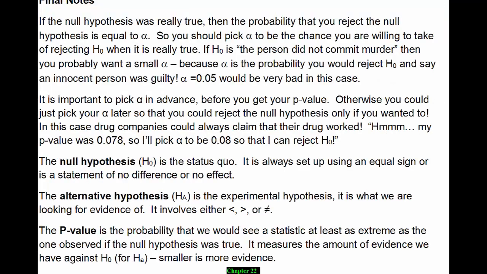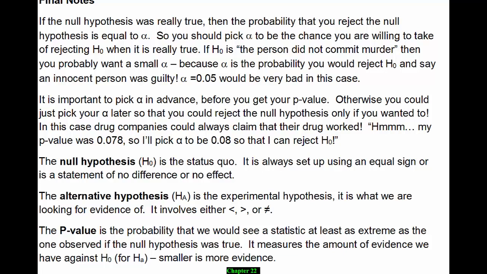Our final notes section for this chapter is longer than the typical final notes, but these are all extremely important. The first paragraph talks about if the null hypothesis was really true, the probability that you'd reject the null hypothesis is equal to alpha. So be careful when you're picking your alpha. You should pick your alpha to be the chance you're willing to take of rejecting the null hypothesis when it's really true.